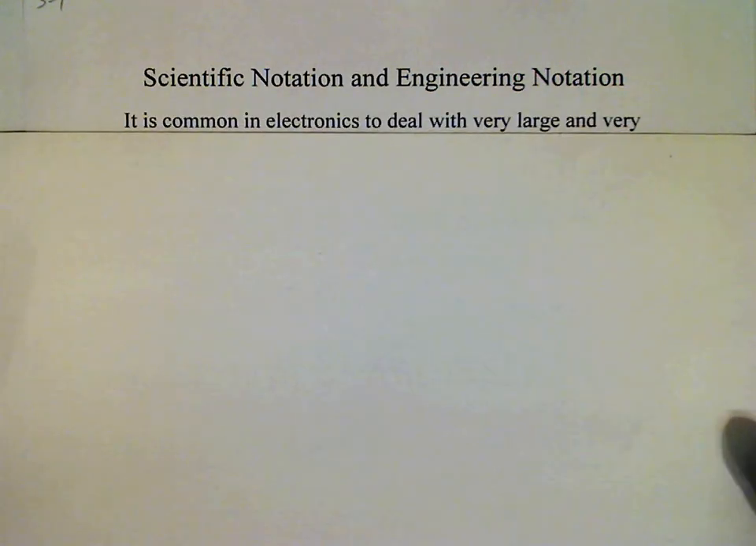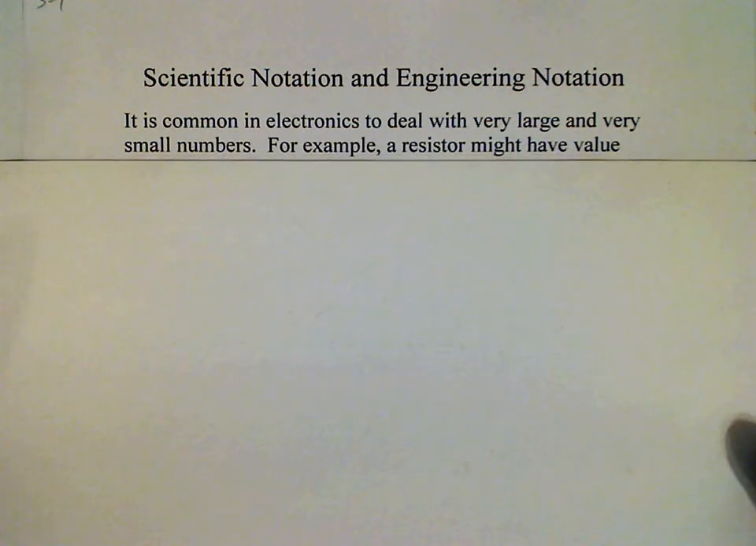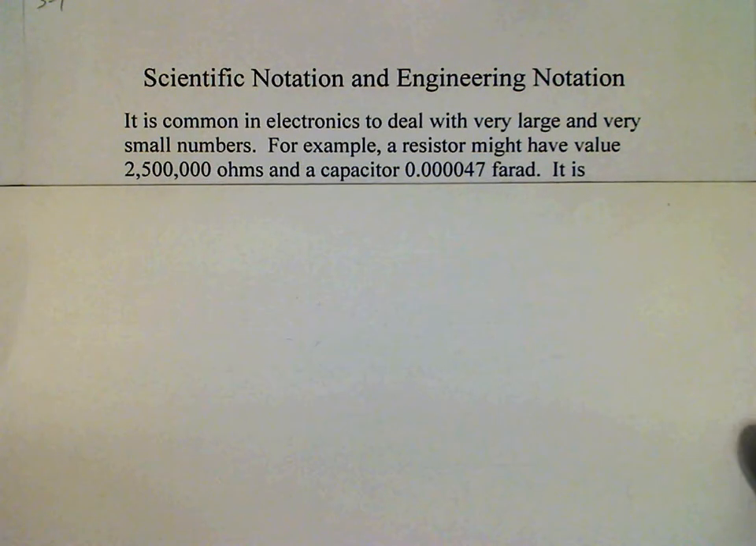In electronics, it is quite common to find very large and very small numbers. For example, a resistor might have value 2,500,000 ohms, or a capacitor might have value 0.000047 farad.